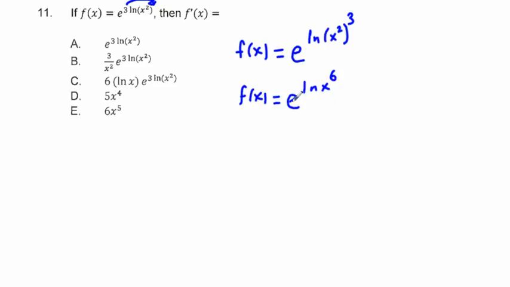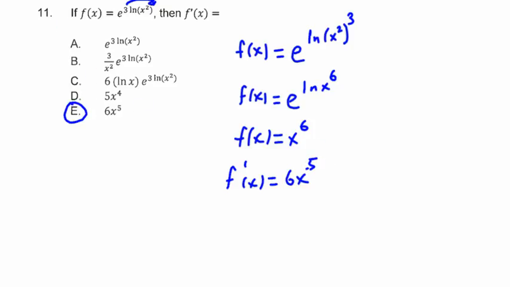What's going to happen is that e and ln, we have the natural exponent, base e, to the power of the logarithm, and so what we have here is f of x equals x to the 6th power. And so f prime of x is going to be equal to what? 6x to the 5th power. So our answer choice is E. Again, properties of logarithms would really help you out a lot with this one.